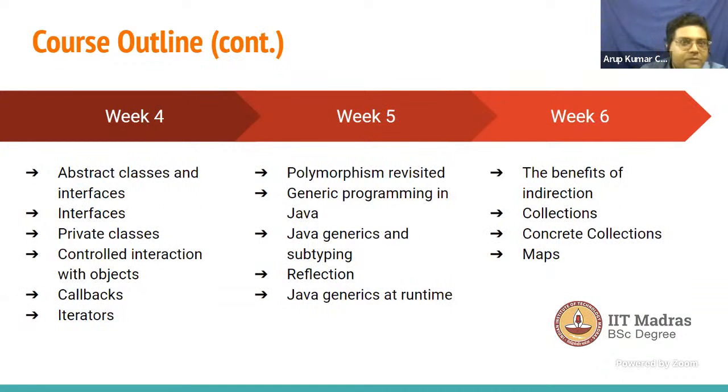Okay, thank you. So week 4, we start with abstract classes and interfaces. Those are special kinds of classes. Then we move to more special kinds of classes called private classes. We'll also try to learn something called nested objects. These private classes and nested objects can be used to create controlled interaction with the objects. There are also some special functions called callbacks.